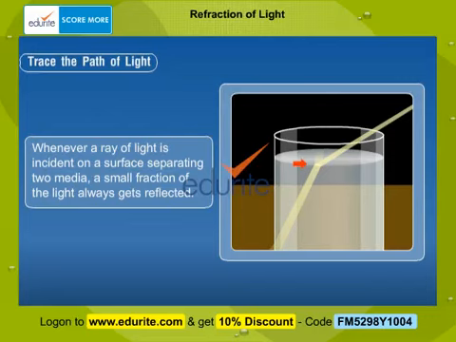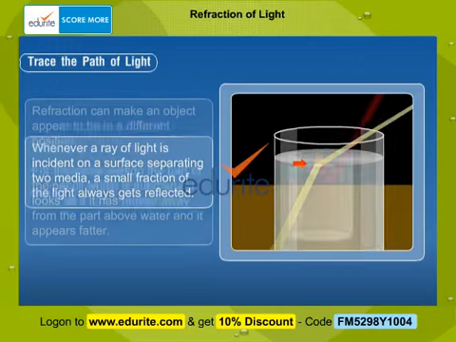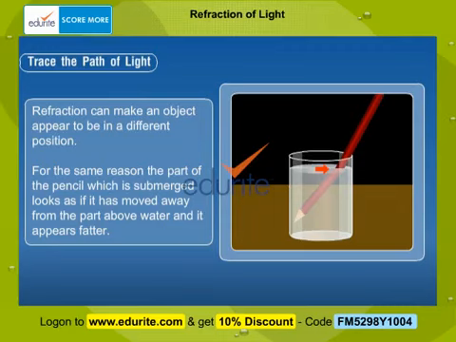Note that whenever a ray of light is incident on a surface separating two media, a small fraction of the light always gets reflected. Refraction can make an object appear to be in a different position. For the same reason, the part of the pencil which is submerged looks as if it has moved away from the part above water, and it appears fatter.